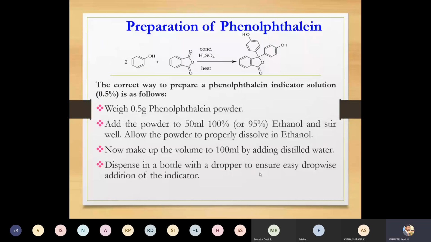This is the common preparation of phenolphthalein. It is prepared from phenol and phthalic anhydride in the presence of concentrated sulfuric acid under heat. That is the preparation of phenolphthalein.